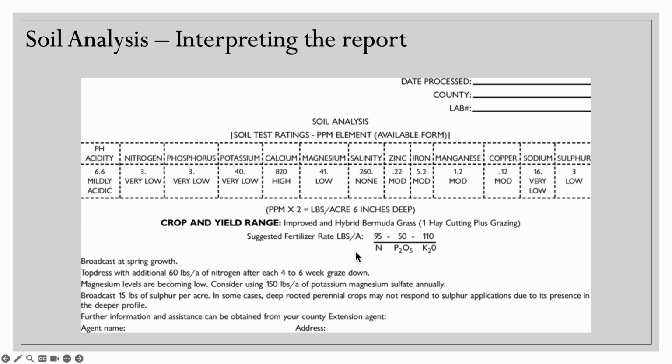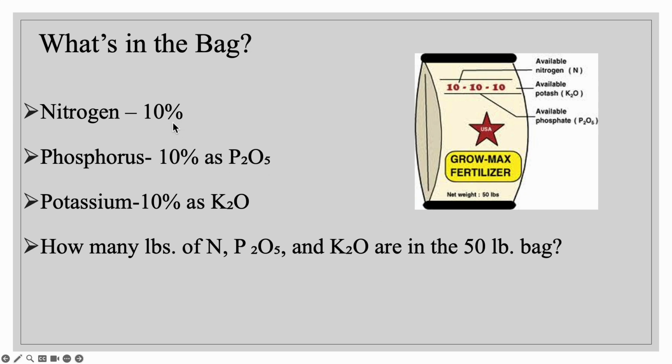And then on the bag of fertilizer, these numbers are N, P2O5, and K2O. Now you're likely going to hear people just say that the numbers on the bag are N, P, and K. That is technically not correct. Those values are nitrogen, P2O5, and K2O.